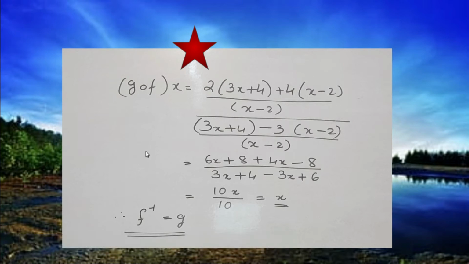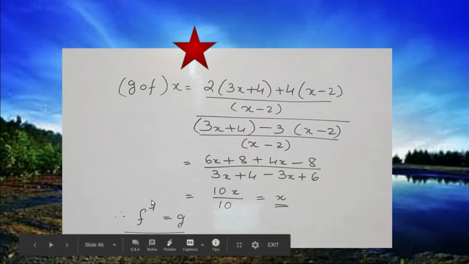So we have f composite g of x is x, that is equal to g composite f of x. So g is the inverse of f. So we have f inverse equal to g.